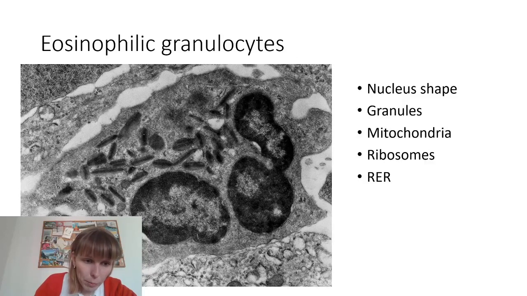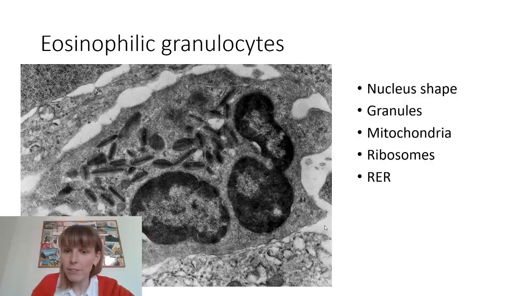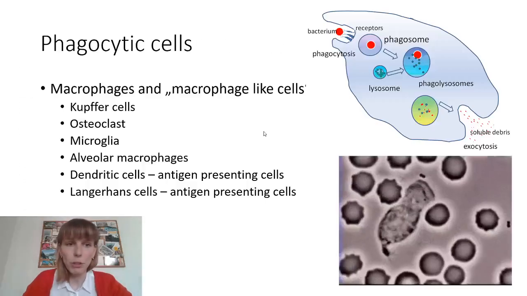You can see ribosomes, these small electron dense dots in the cytoplasm. Sometimes they form these small circles. So these would be the polyribosomes for synthesizing proteins for the cell itself. And you can see, of course, rough endoplasmic reticulum. For example, here a little bit, the ribosomes are sitting on it. So just the organelles that every cell has, but the granules and the nucleus are quite special.